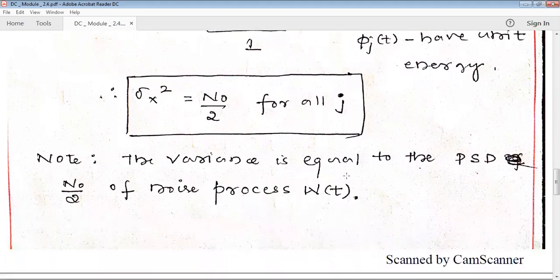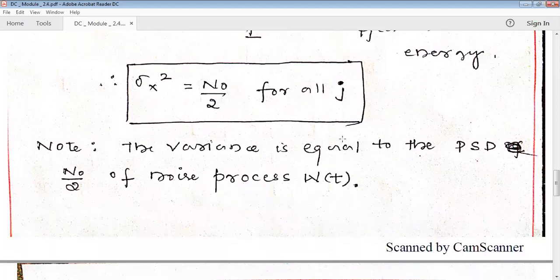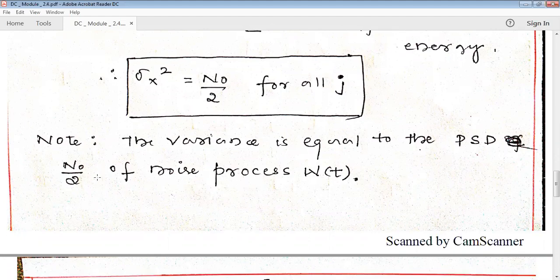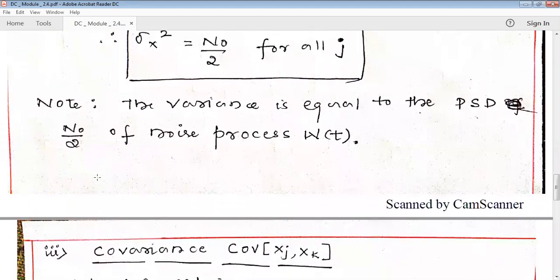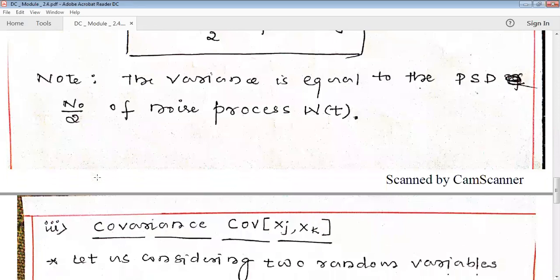And here you can make an important note: the variance of the random variable xj is equal to the power spectral density of white noise, that is w of t, given by N naught by 2. So hope you understood both the parameters, the mean as well as the variance.